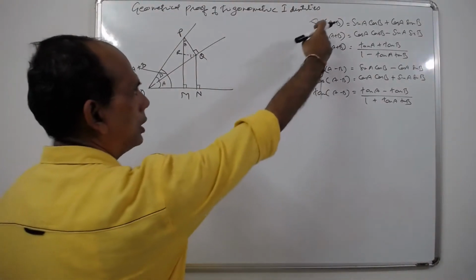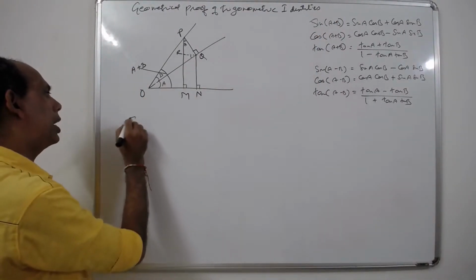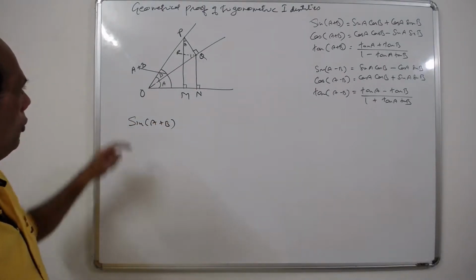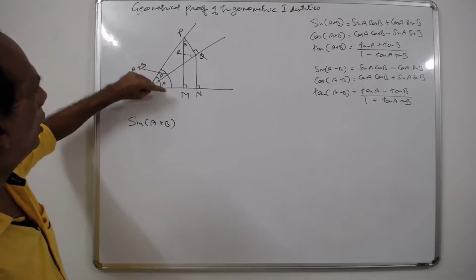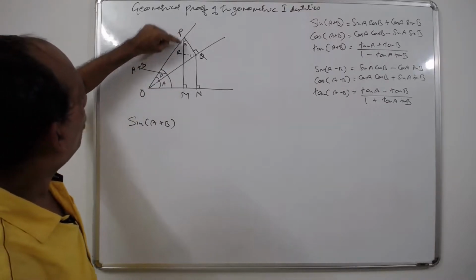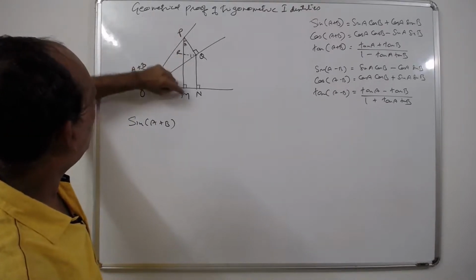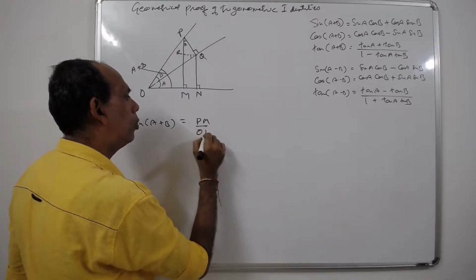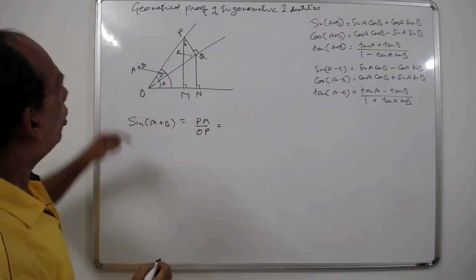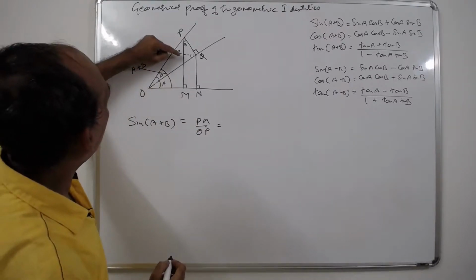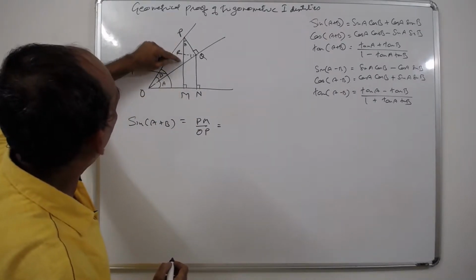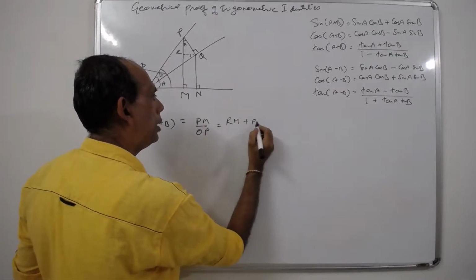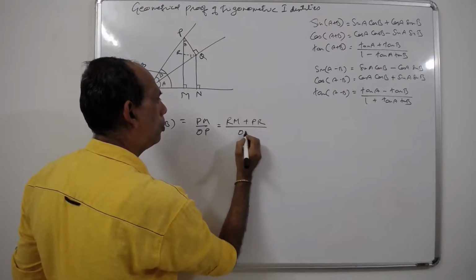Now let's start with sine of A plus B. What is sine of A plus B? If you see this angle A plus B, the bigger angle, sine of A plus B will be opposite upon hypotenuse. That's PM upon OP. Now can we call this PM equal to PR plus RM? I call it RM plus PR upon OP.